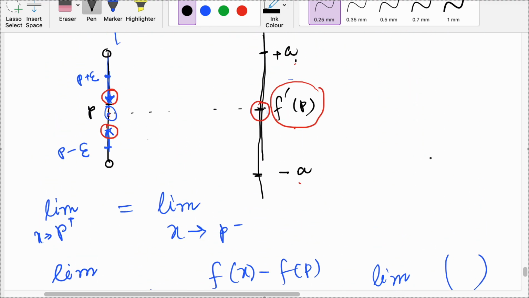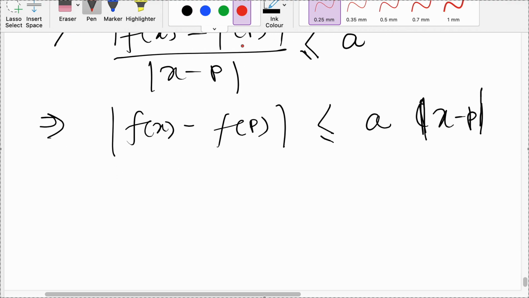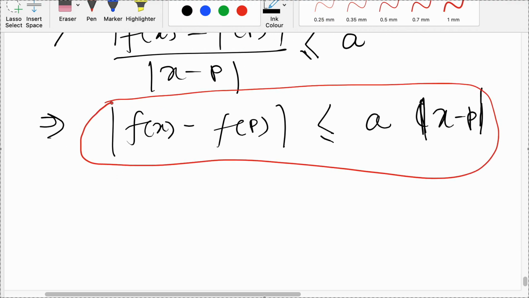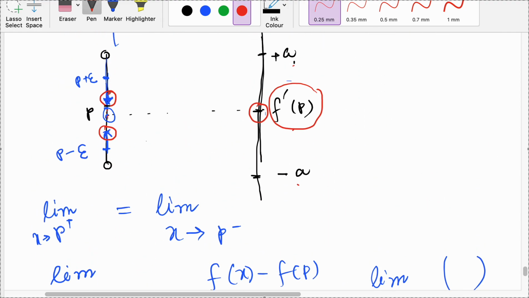So now you see that there exists an open interval where this relation holds. Now from here, to prove the theorem: suppose p is a fixed point. If I take any initial condition, it will converge to the fixed point.